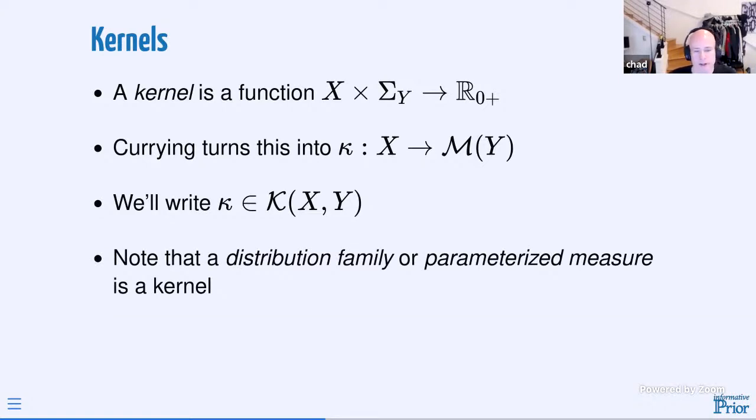Also, I want to point out that in statistics, people talk a lot about distributional families or parameterized measures. So if I just say normal without a mu or a sigma, maybe one of them is fixed or maybe the other one is unknown, this itself is a kernel, right? Because if I say normal with unknown mu and unknown sigma, then if you give me a mu and sigma, I can give you a measure. Okay, so it takes values and turns them into measures.